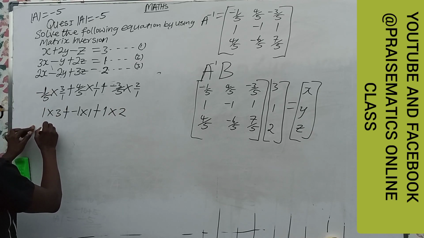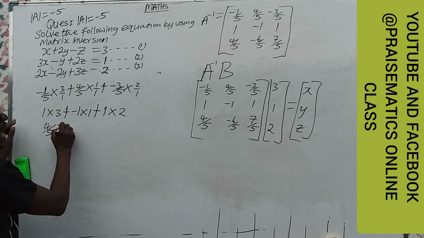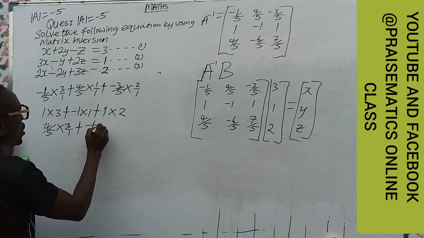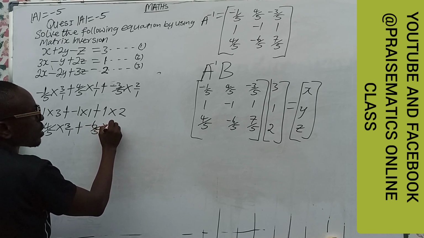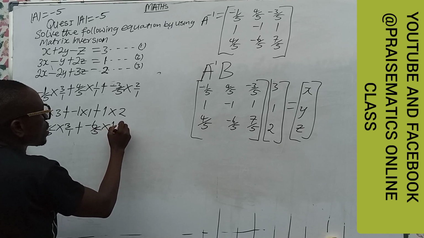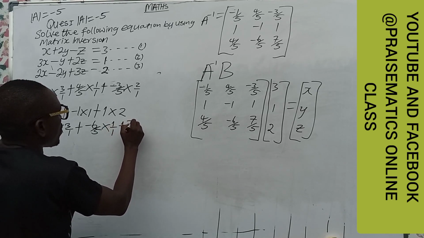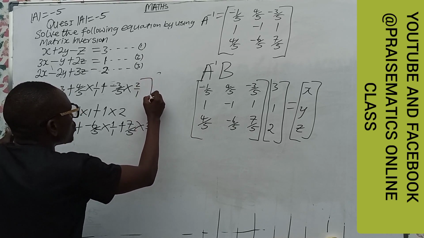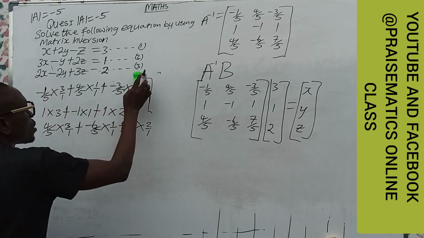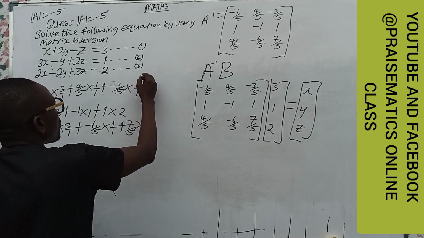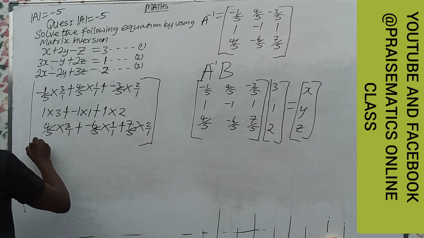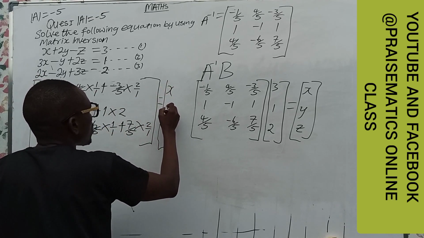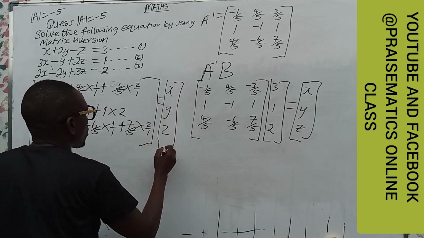Finally, we have 4 over 5 multiplied by 3 over 1, plus minus 6 over 5 multiplied by 1 over 1, plus 7 over 5 multiplied by 2 over 1. This into this into this, and that is what we are looking for, X, Y, Z.